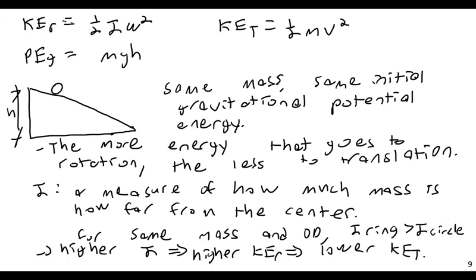I can dedicate more of my energy to this, or more of my energy to this, but every joule of energy that I am using to go toward rotation is a joule of energy that cannot go to translation. Does that make sense?